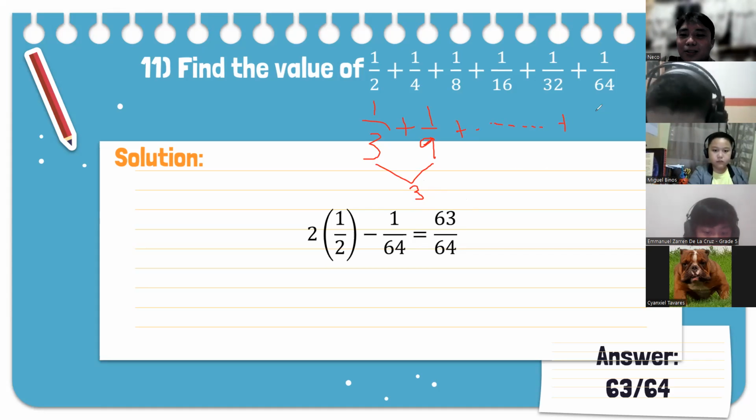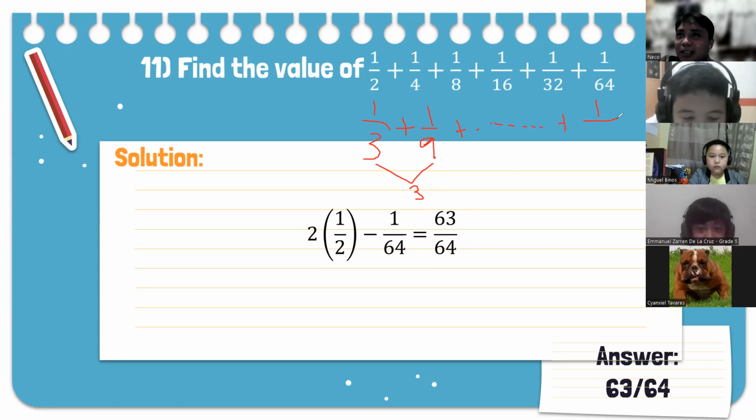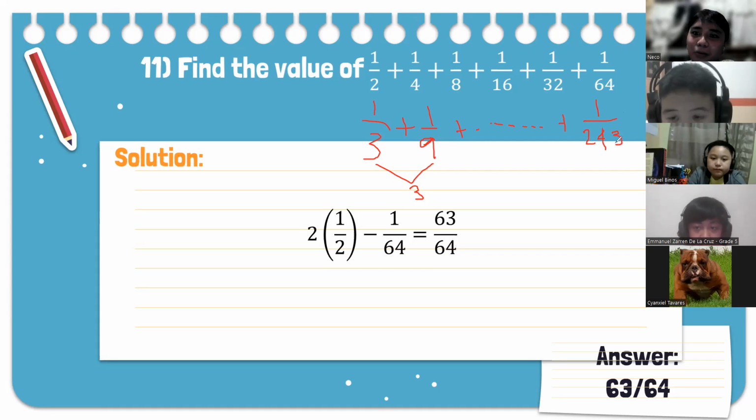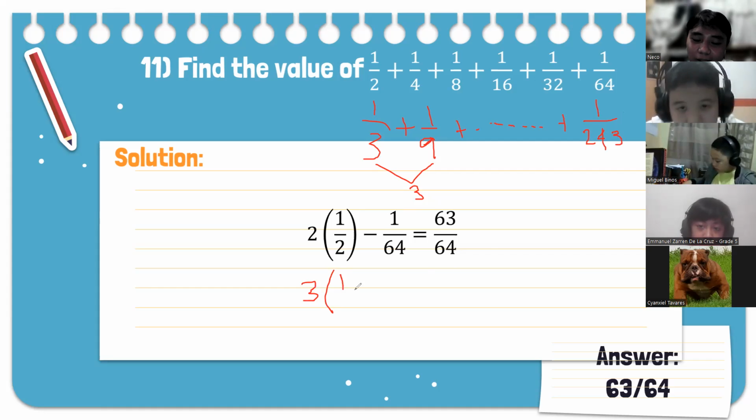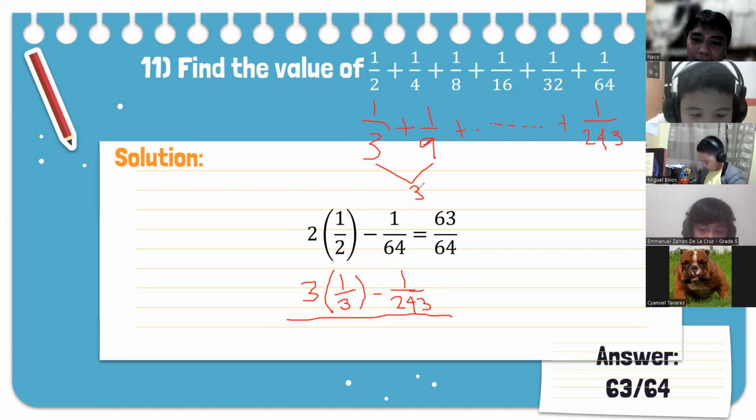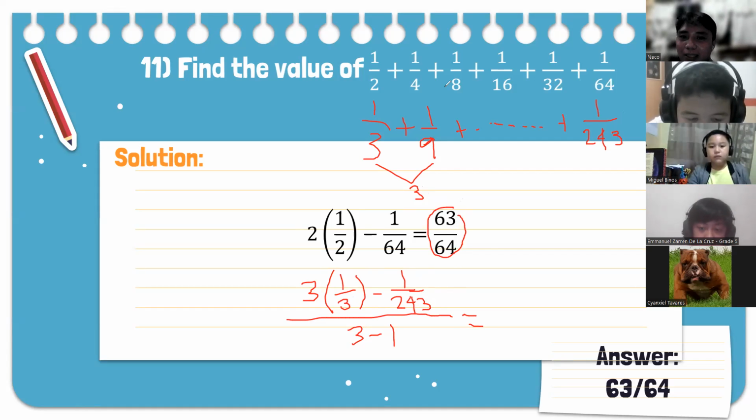Because if you're multiplying by this, you can see if we stopped at 243, right? 243 is 3 to the power of 5. Okay, so meaning we need to do what? 3 times 1/3, minus 1/243. But remember that we always have that divided by 3 minus 1. So as you can see, it's just a coincidence that this happened, 63/64. It's not always like that.